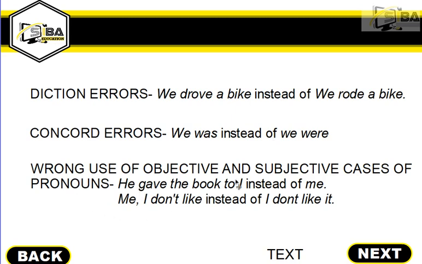Wrong use of objective and subjective cases of pronouns. Look at this first example. "He gave the book to I." That is wrong. Instead of "he gave the book to I," it should be "he gave the book to me," because it's an objective pronoun. And here, "me, I don't like" is also wrong. It should be "I don't like" alone, because "I" here is the subject, so subjective case of the pronoun.